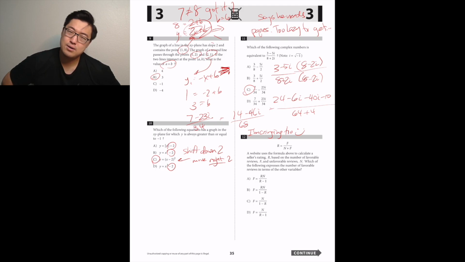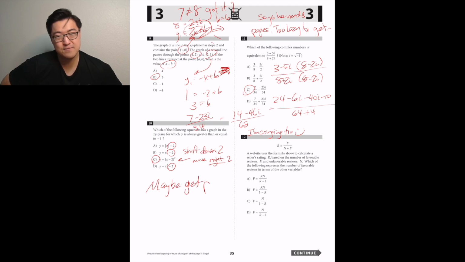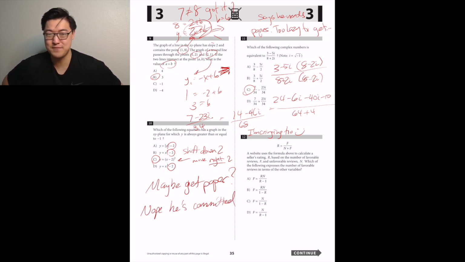24 minus, what is this? Oh my God, it's too hard. 24 minus 6i minus 40i. It's going to have like negative 46i. So 26 minus 40i minus 10. So 13 plus 46i, I think. 13 plus, is it 13 minus 40? I think it's C, but I'm sure future me will be able to write it down much more nicely. So good job, future me.